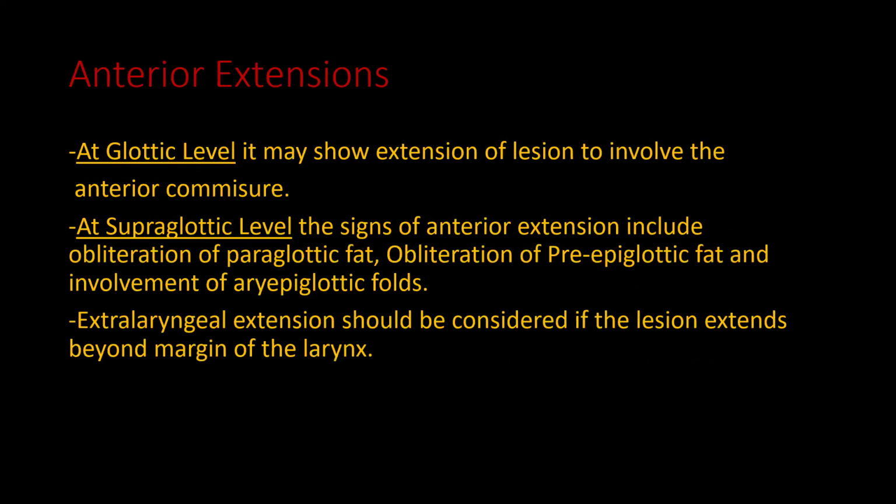First, we talk about the anterior extension. At the glottic level, it may show extension of the lesion to involve the anterior commissure. At the supraglottic level, the signs of anterior extension include obliteration of the paraglottic fat, the pre-epiglottic fat, and involvement of the aryepiglottic folds. Any extralaryngeal extension should also be considered when the lesion extends beyond the margin of the larynx.